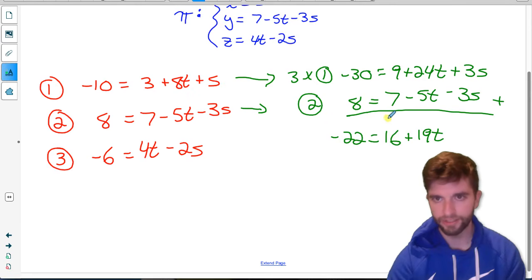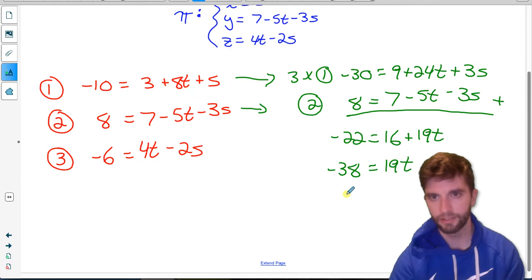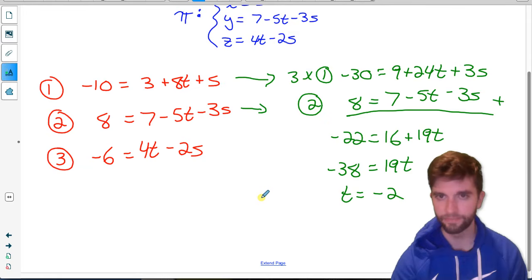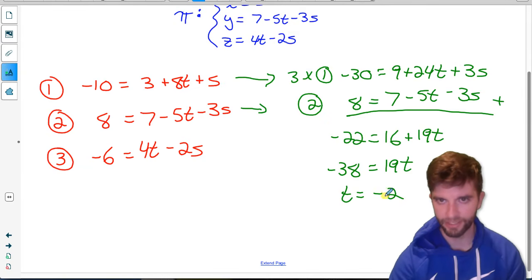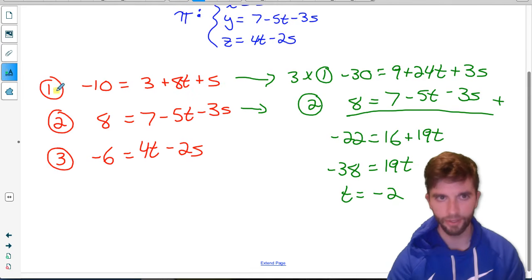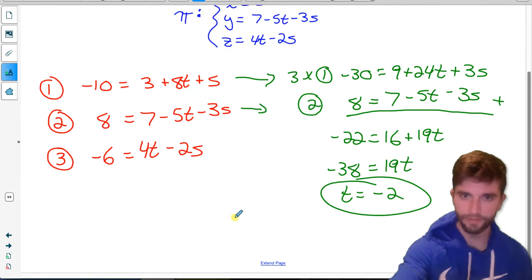Now let's solve for t in this new equation that we made here. Subtract the 16 over, I get negative 38 equals 19t. Divide both sides by 19, I figure out t equals negative 2. Now what we have to do is solve for s by subbing t equals negative 2 into either equation 1 or 2. Not into 3, it has to be 1 or 2, because those are the two equations we used to solve for t equals negative 2.